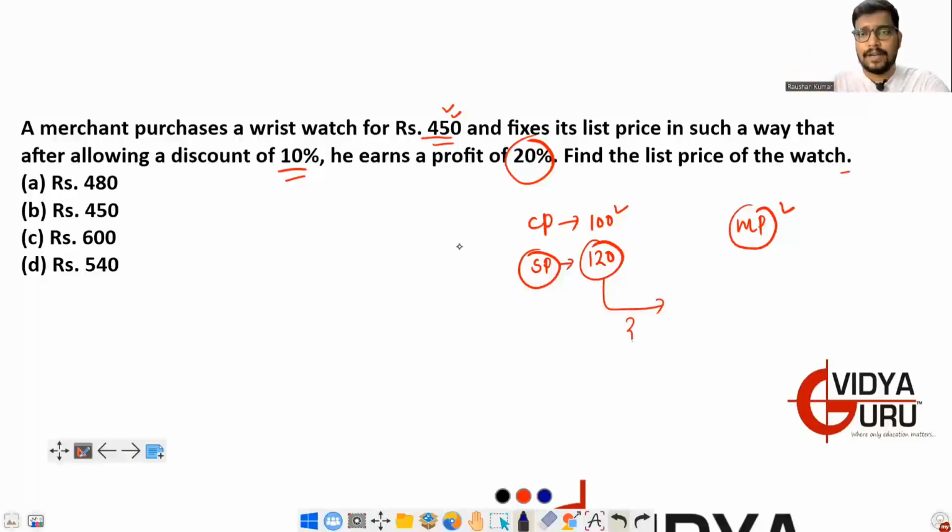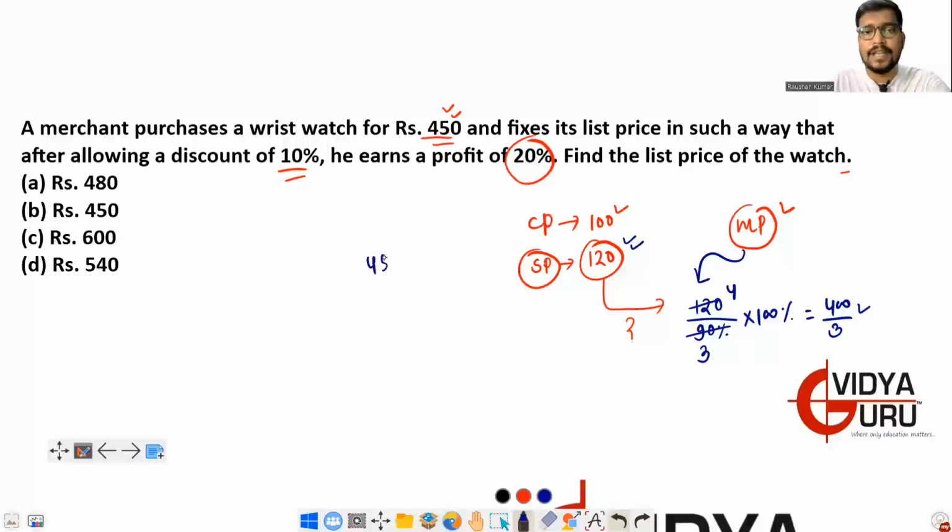If we want to find the value of MP, this 120 should be the value of 90%, or 0.9 as well, and we need the value of 100%. If we calculate 100%, we will get the MP. So we will see 400 upon 3. This 400 by 3 is nothing but our MP.